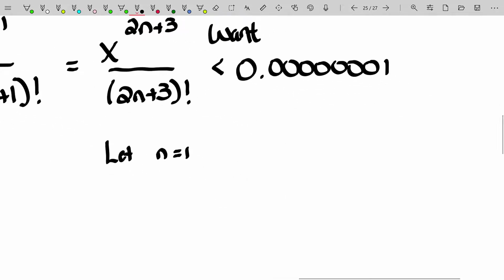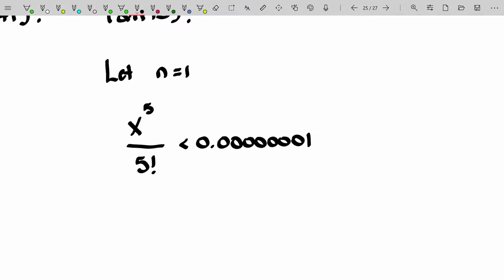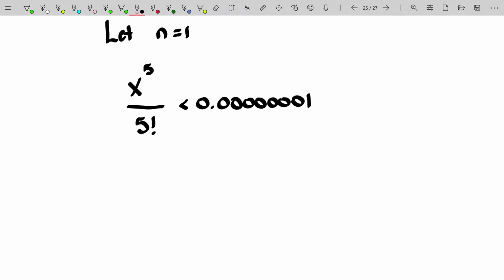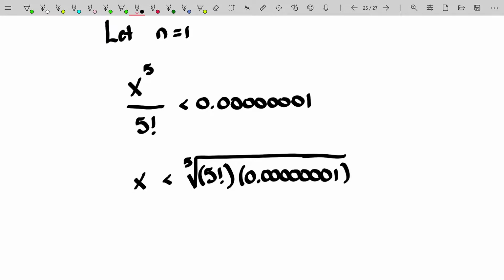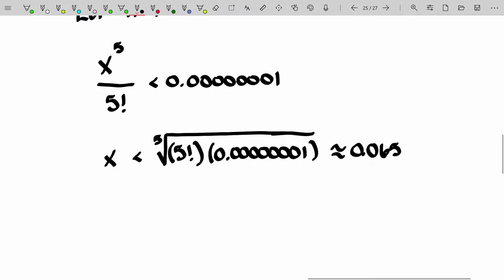So when you let n equal 1, you get x to the 5th over 5 factorial must be less than 0.00000008, which is 1, 2, 3, 4, 5, 6, 7, and 8 decimal places. Multiplying both sides by 5 factorial and taking the 5th root, you get down to this guy right here, which is approximately 0.065. I'm just going to round it to 3 decimal places, even though on my calculator I have like 9 or 10 decimal places showing.